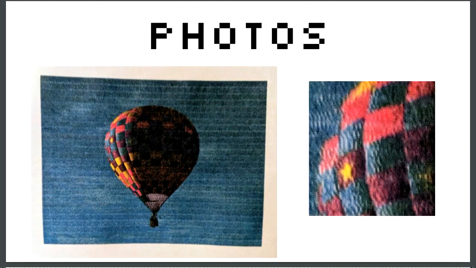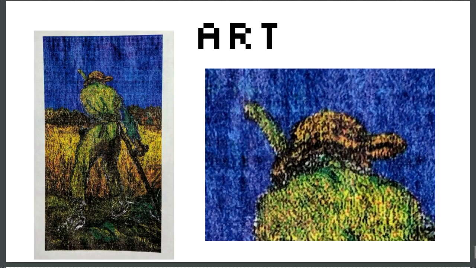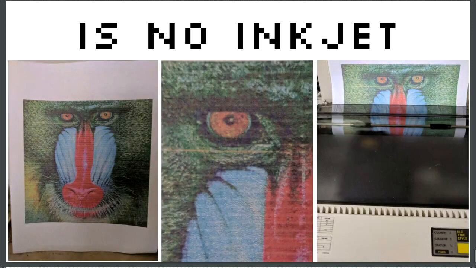So, color photos. This is a nice one of a hot air balloon. Here's one of some Van Gogh artwork. And it isn't an inkjet printer. It's definitely sort of pixelated and grainy, but it is actually able to do a halfway decent job. I'm sure you could probably do this with a modern, well, even with Windows 95. But in 1988, you couldn't do this for sure.